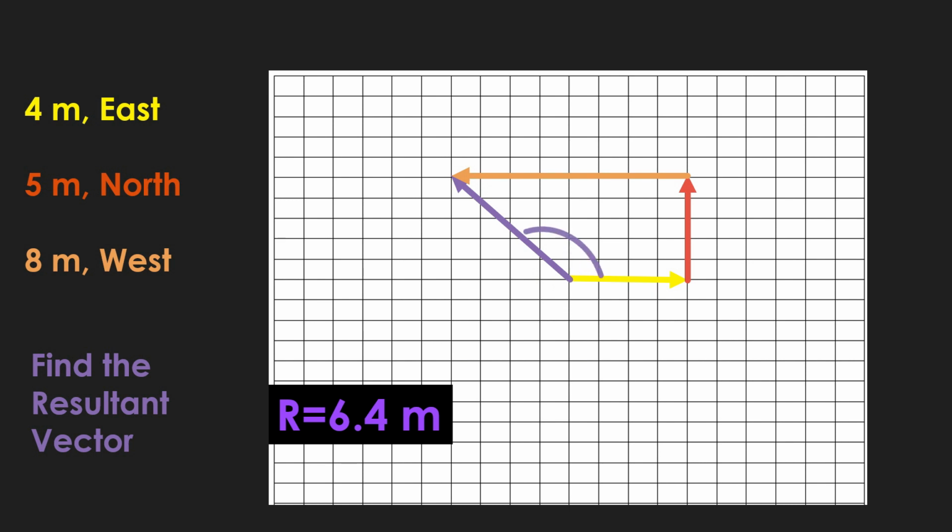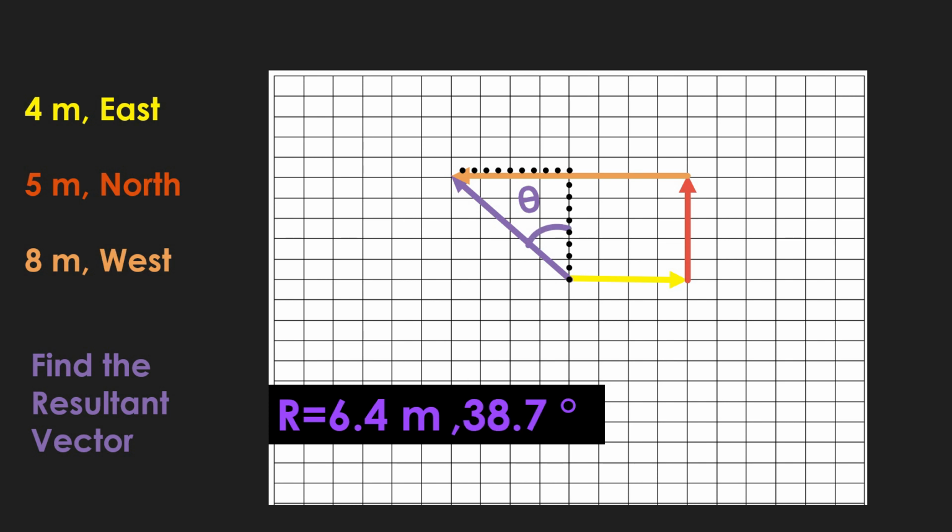angle theta. We can't draw it like this, since our angle theta must fall only in one quadrant. So let's imagine a right triangle and draw the angle theta. Measuring the angle with the protractor, we get 38.7 degrees. And for the direction, we get west of north.